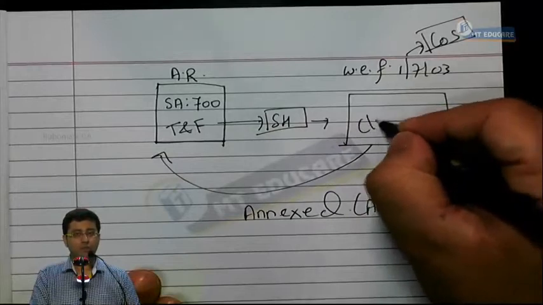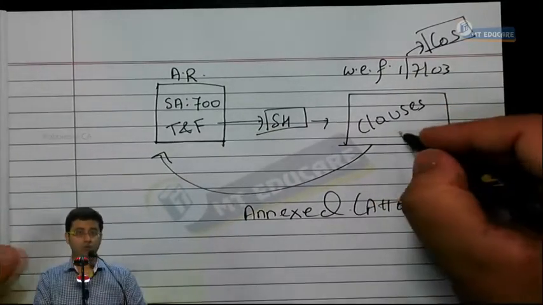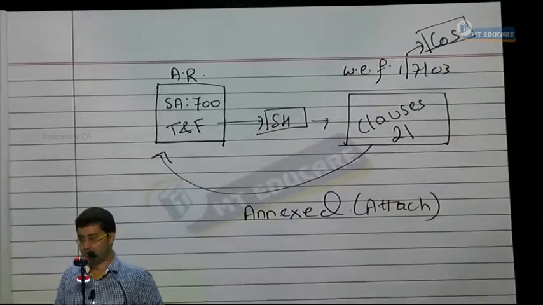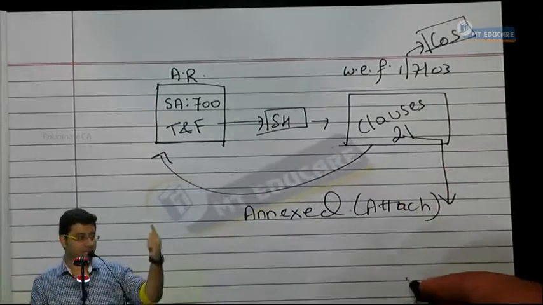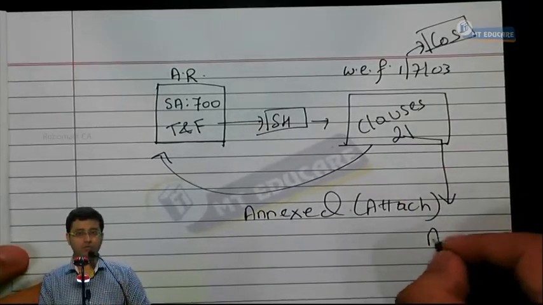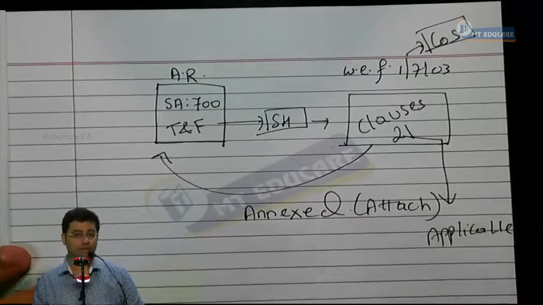And this order spoke about clauses. Not one, not two, but 21 clauses. All the 21 clauses will not apply to one single company. So whatever clauses would apply, an auditor would always speak on only those applicable clauses.